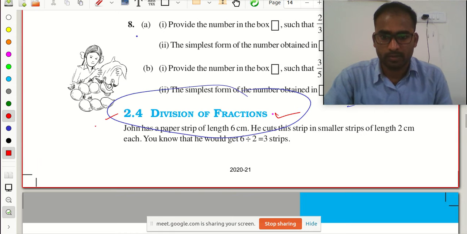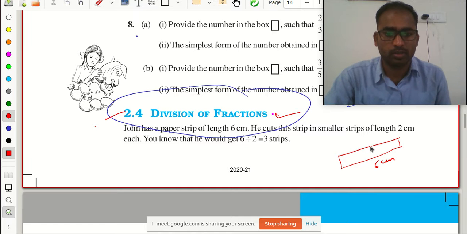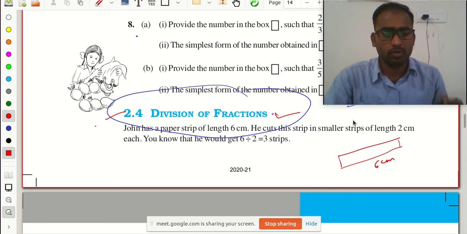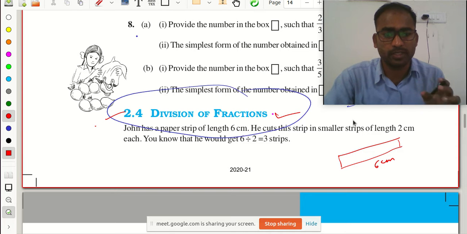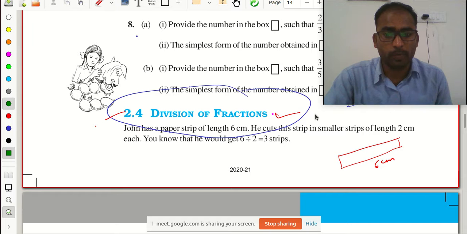See, you have a paper strip of length 6 centimeters. You have some paper strip. This has a length of 6 centimeters. And you want to cut it into smaller parts, each of length 2 centimeters. Then how many parts will you make?